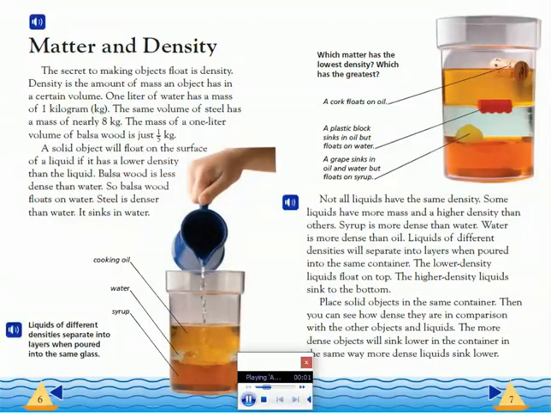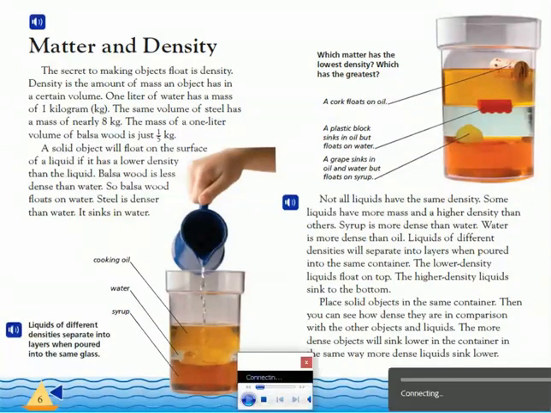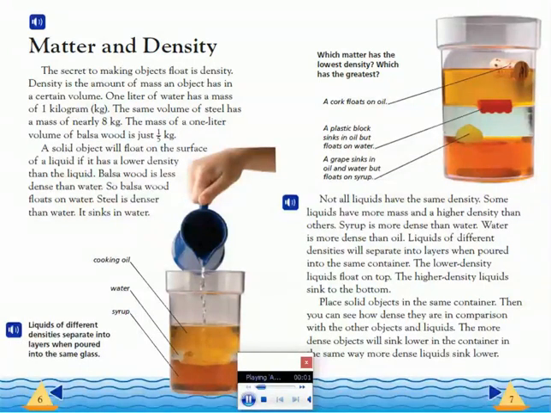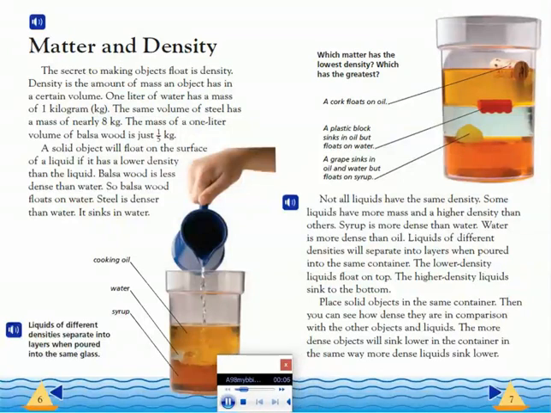Liquids of different densities separate into layers when poured into the same glass. Not all liquids have the same density. Some liquids have more mass and a lighter density than others. Syrup is more dense than water. Water is more dense than oil.